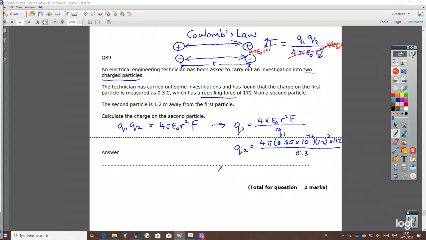If you put that in the calculator, you'll find that Q2 is equal to 9.18, to 2 decimal places, times 10 to the power of -8. Now charge is measured in coulombs. If you forget, just remember Coulomb's law.